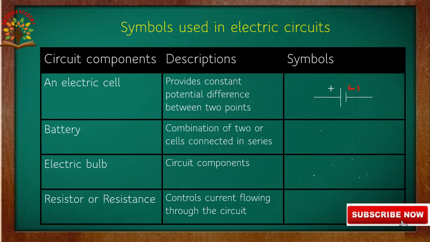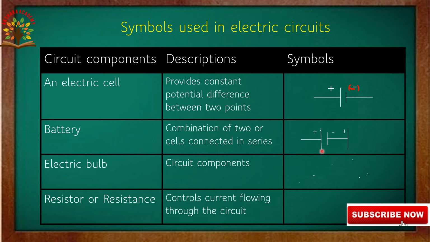Okay, next come to the next one, battery. A battery is a combination of two or more cells connected in series. Either we can connect two cells or we can connect three cells. That combination we call a battery. So here we are representing two cells connected in series.